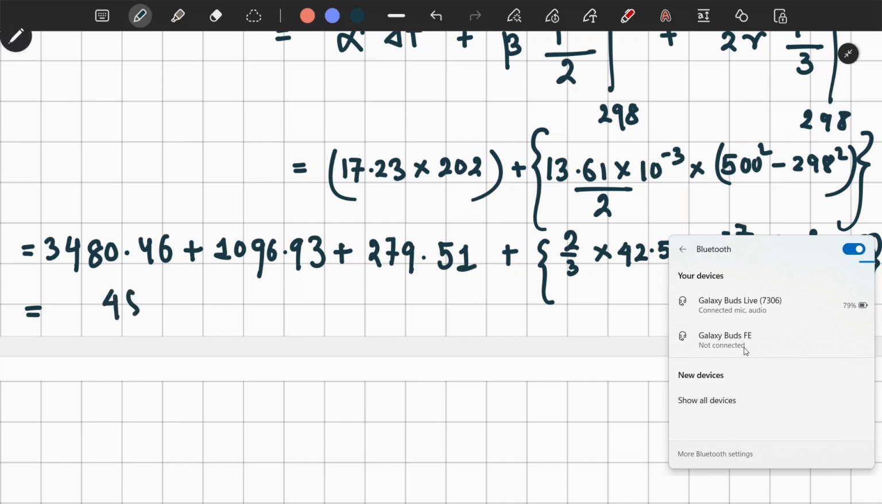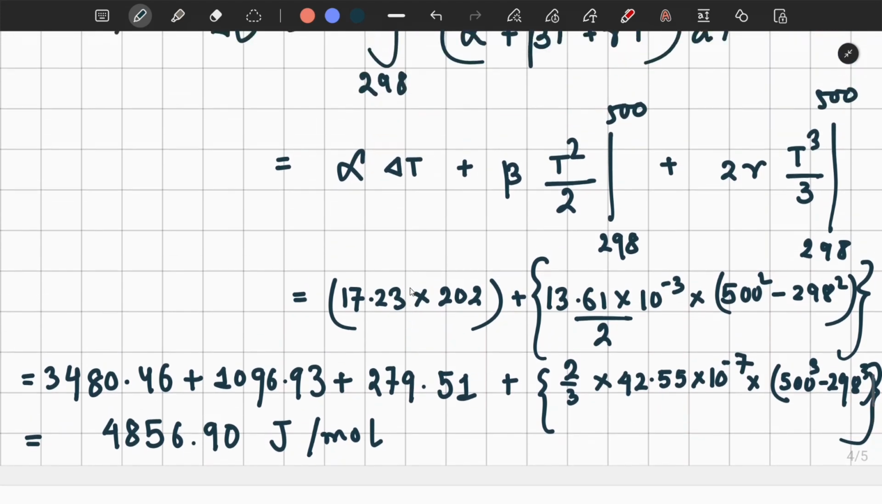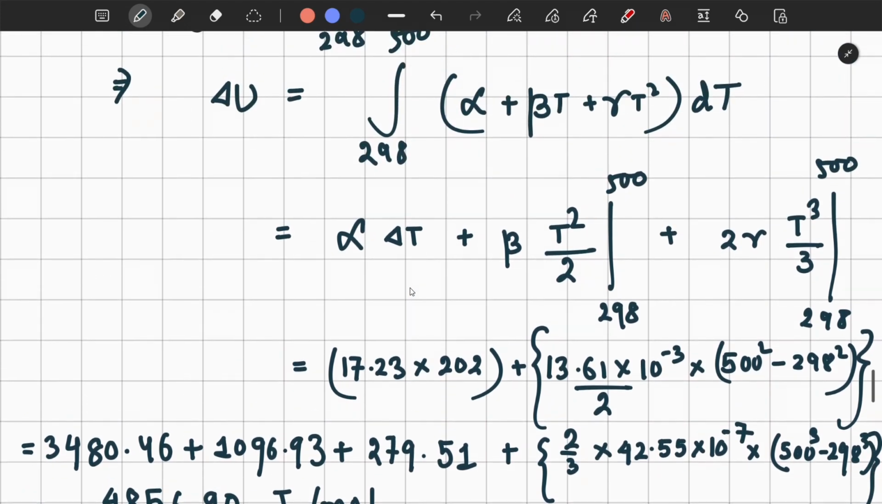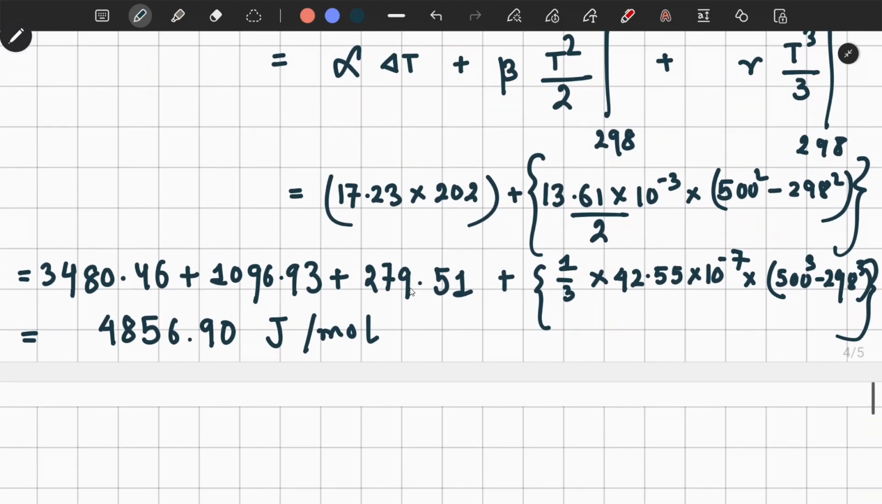So it is 485690 joule per mole, because this is molar. So this is the answer. But why is it multiplied by 2? The cube by 3, so it's divided by 3 only. Okay, that is a function. You did not multiply, right? Yes. The answer?